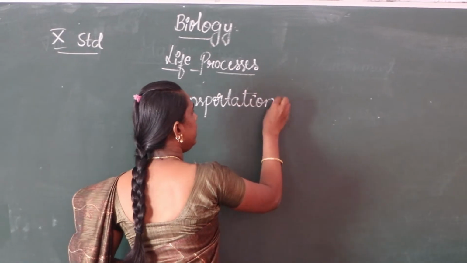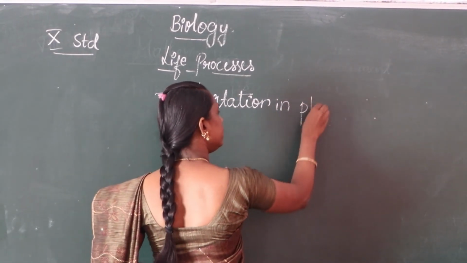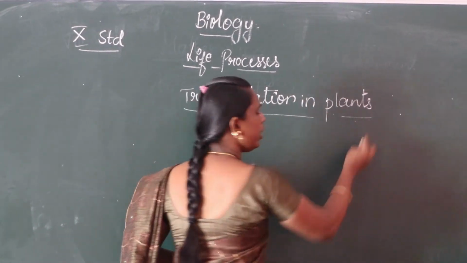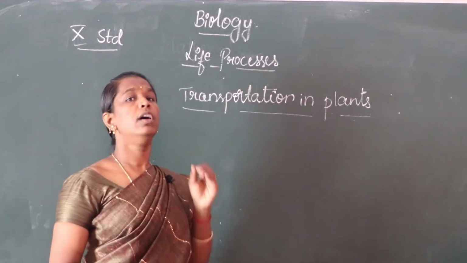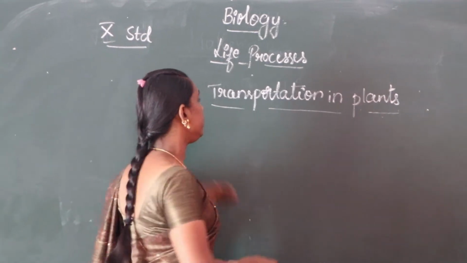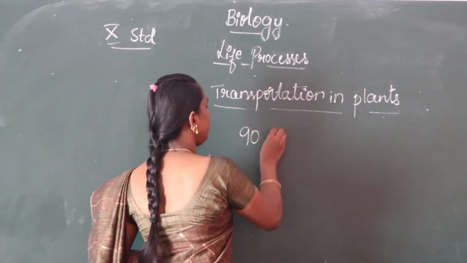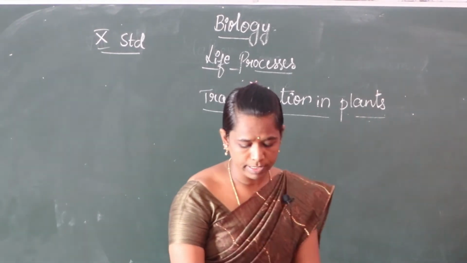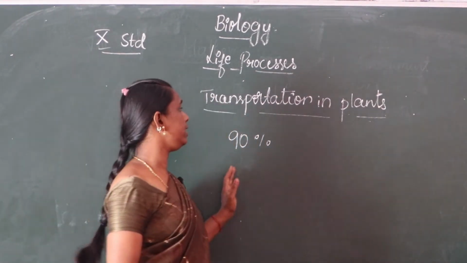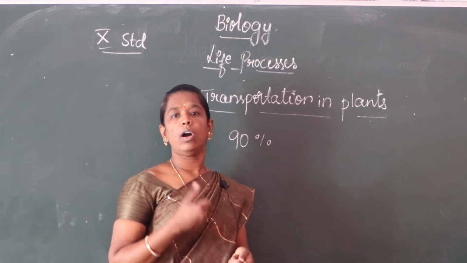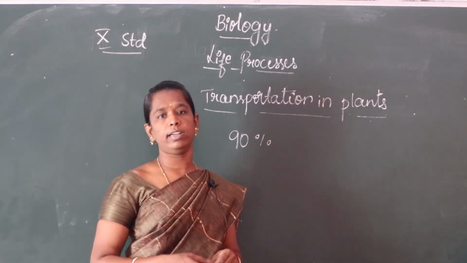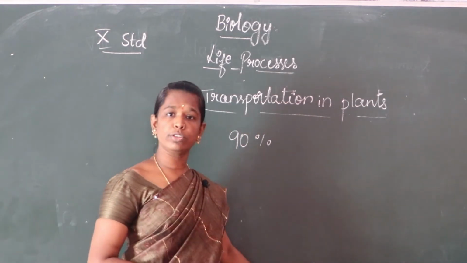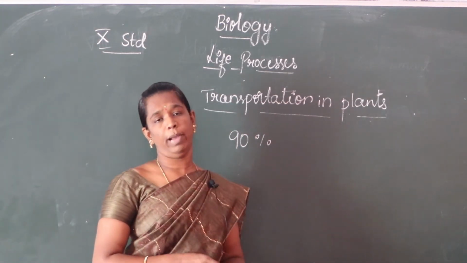Transportation in plants. About 90% of the water content is present in plants. Is it right? So 90% of the plant is water content. How are the water and the food materials transported from roots to all parts of the plant?